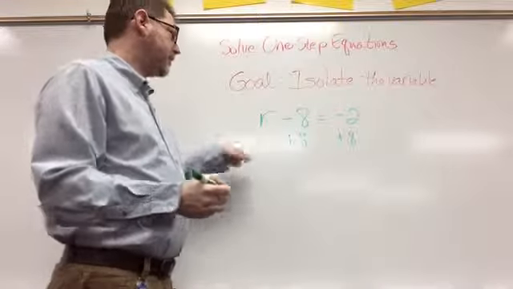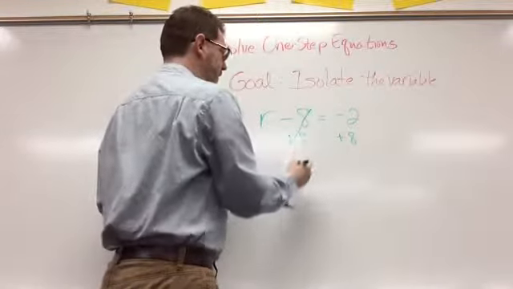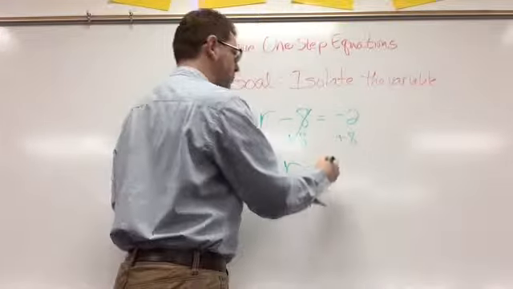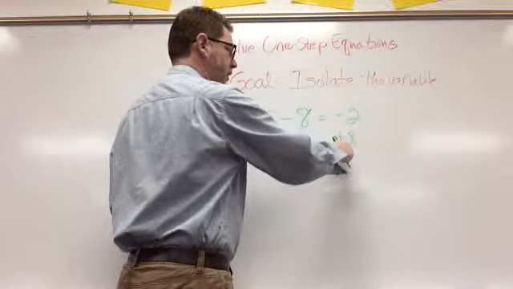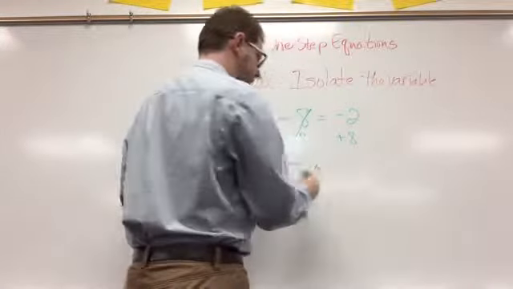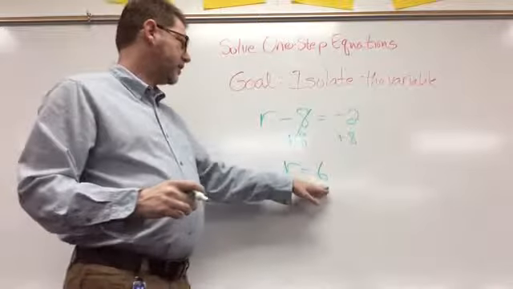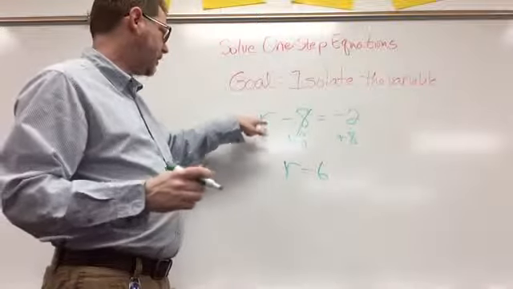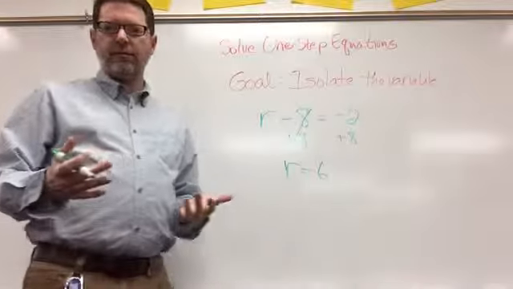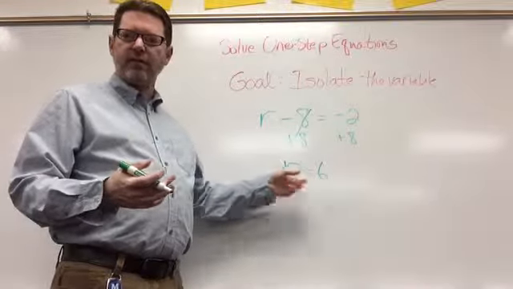And when I add 8 to both sides, negative 8 plus 8 is 0, so all that's left is r equals, what is negative 2 plus 8? And I know that that answer is positive 6. So I know that r equals 6. So let's plug it in. Is 6 minus 8 negative 2? Absolutely. So that means that my answer is correct.